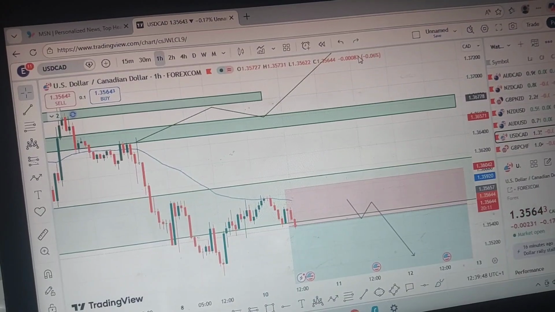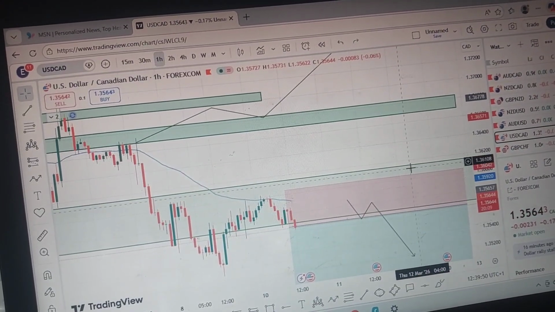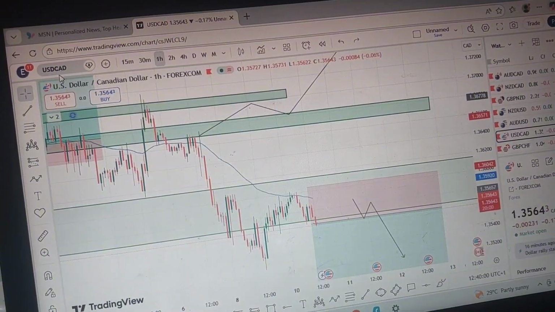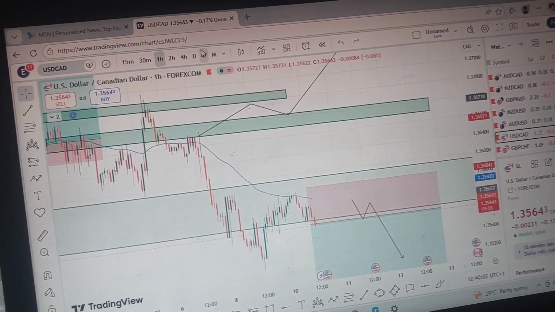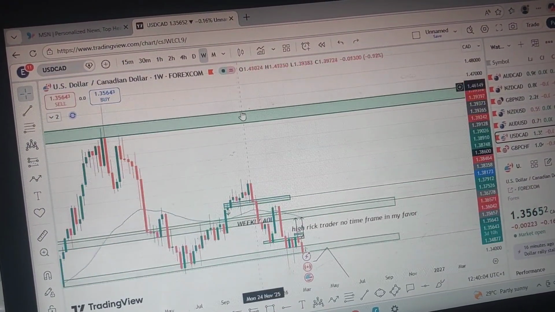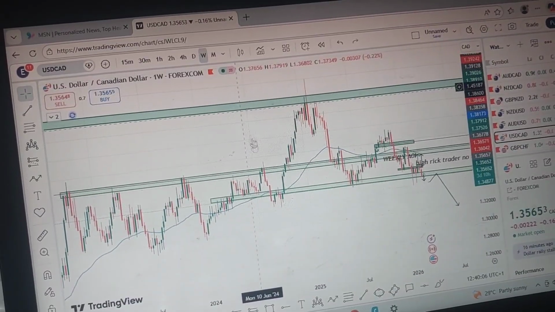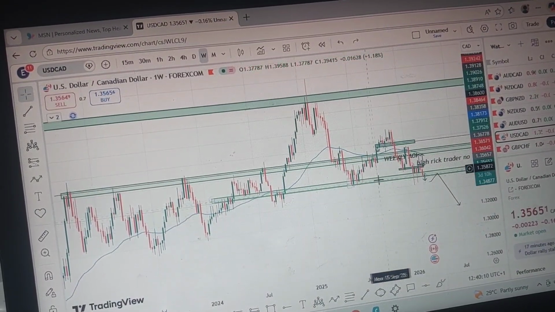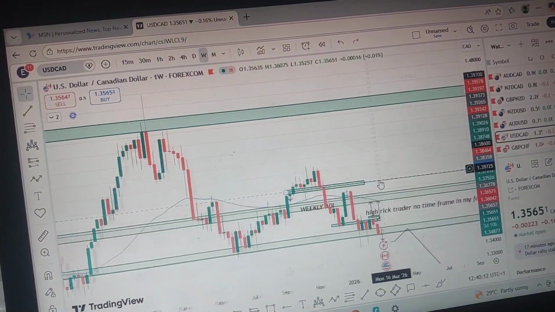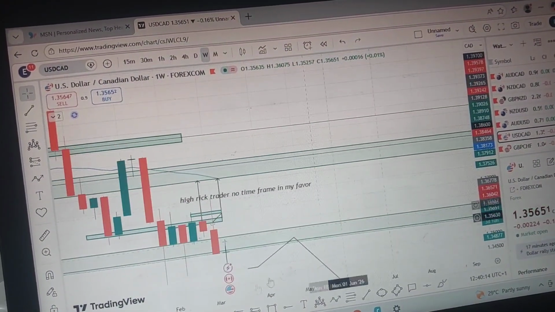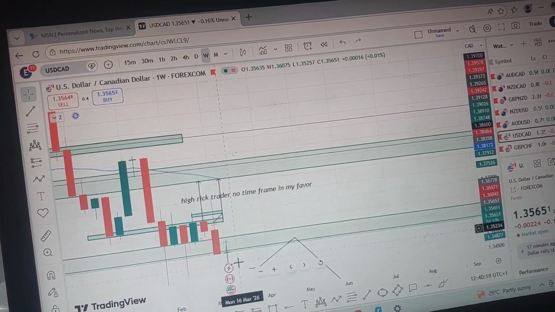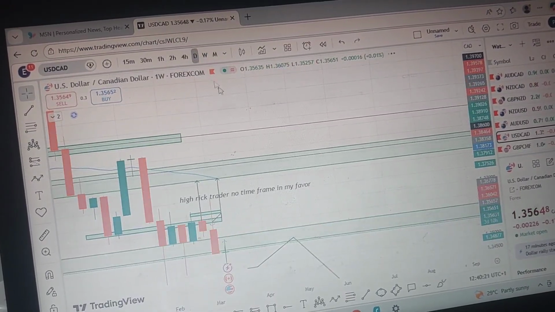So let's continue with our analysis. So USD CAD, I can tell you why I'm expecting a sell. You can see in this weekly time frame, we are at a support level, a strong support level, a resistance turned support. Last week we broke out of that support level. Now we have had the pullback. Now we are about to sell this trade.